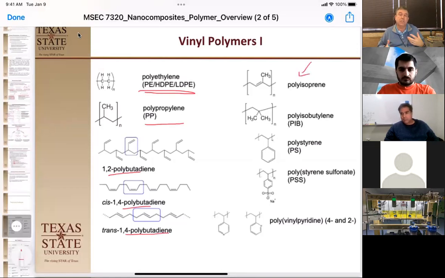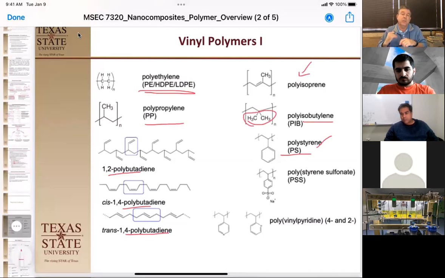Polyisoprene, which is closest to natural rubber right here, can be made synthetically. And then polyisobutylene is going to be with these 2 methyl groups here. It tends to be nice and sticky and tends to be used as a contact adhesive right here. And then of course, polystyrene is another common one we'll see used both in melt processing and in solution processing.